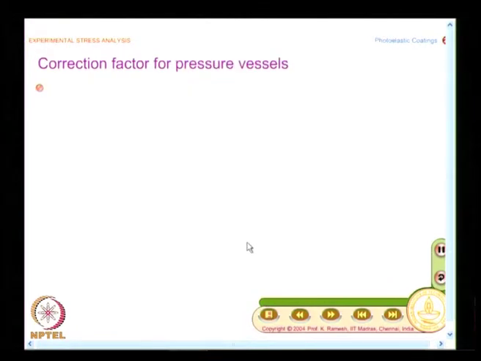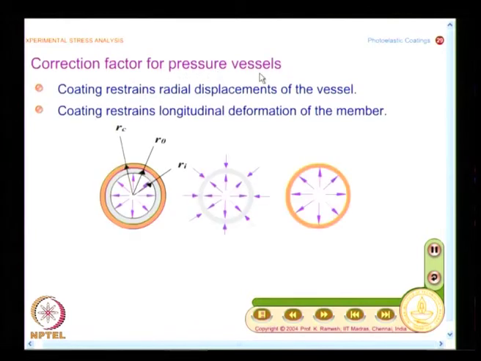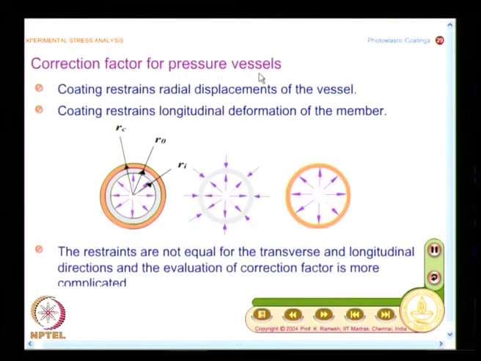And another very important engineering problem is pressure vessels. You look at your household gas cylinder, it is a pressure vessel, your cooker is a pressure vessel, your aircraft is a pressure vessel. So, pressure vessels are very important from an engineering point of view.